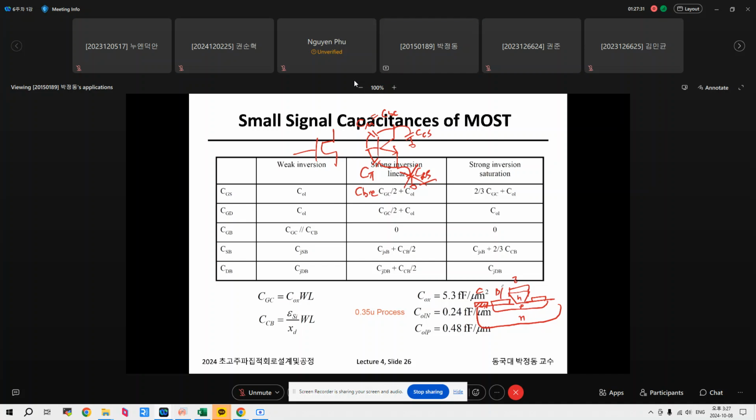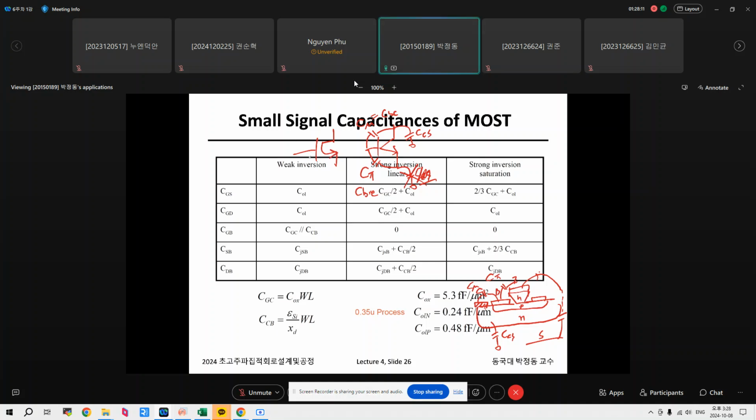So definitely this must be C pi. Definitely this must be C mu. Definitely this must be CS. How about CE? Can this emitter see the substrate? 볼 수 있어. 이렇게 볼 수 있어. 안 보입니다. 안 보여. 그래서 이거 없어. 알겠지? 네.